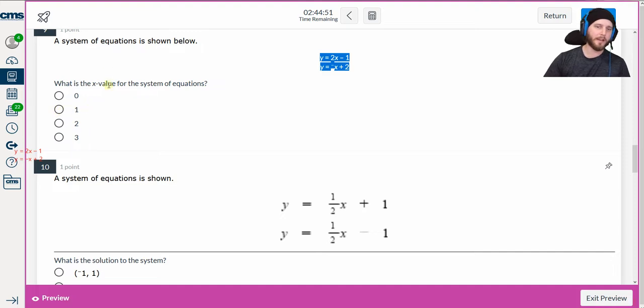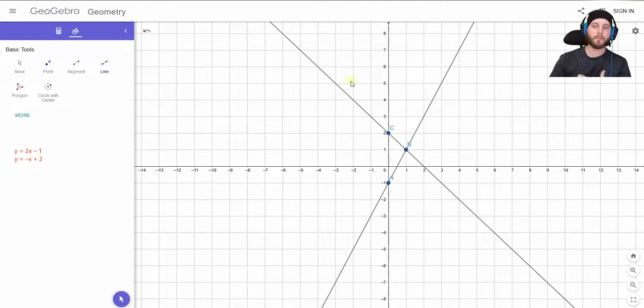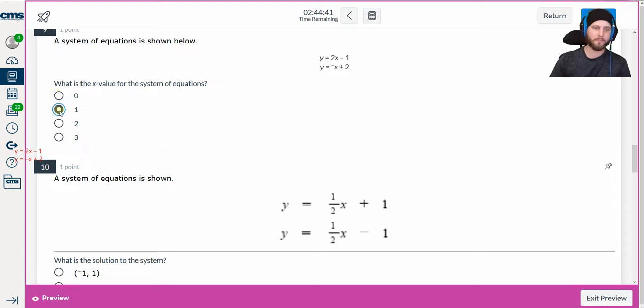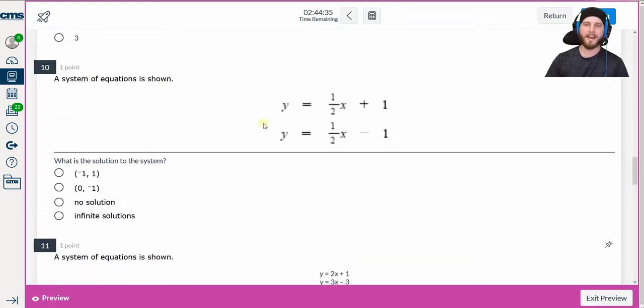So, oh, it even asked, what is the x value? So it didn't want both parts of the equation. It just wants to know what's the x value, which in this case, it's 1. 1 is what matches up. There we go. Let's see now. How about number 10?